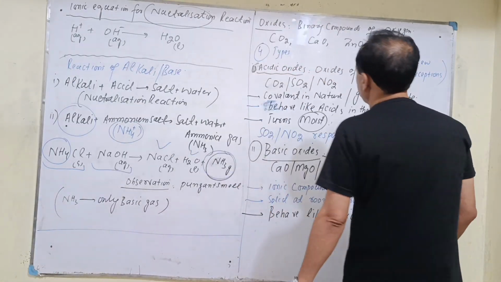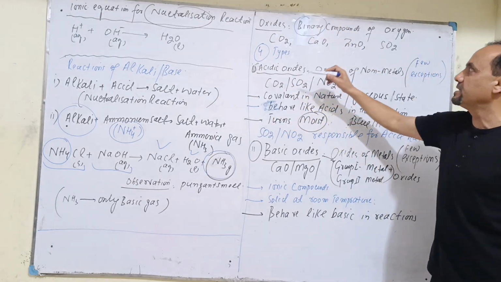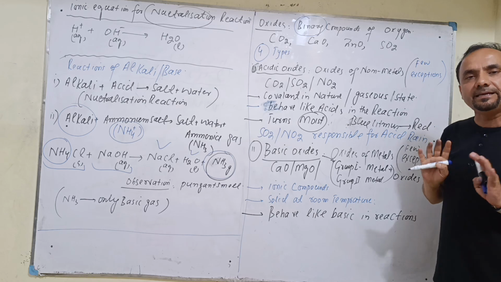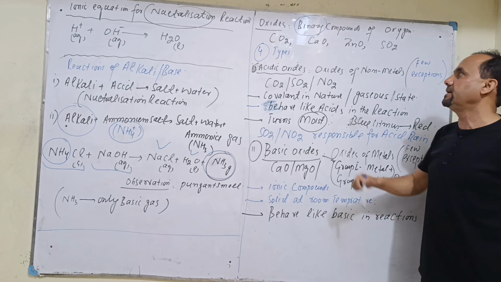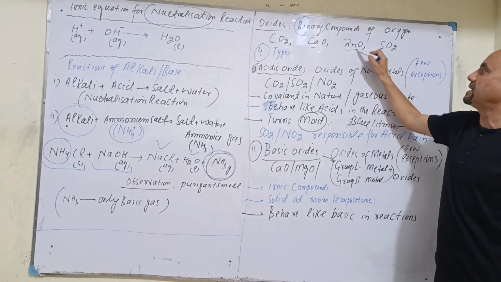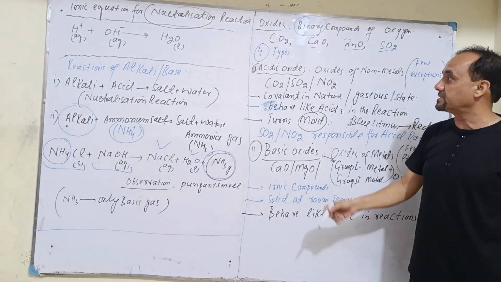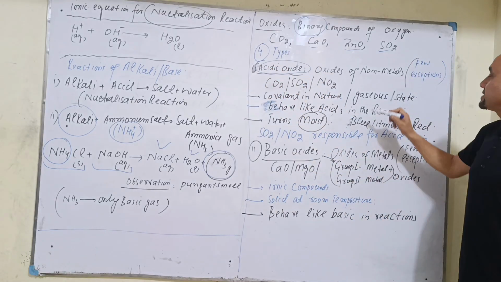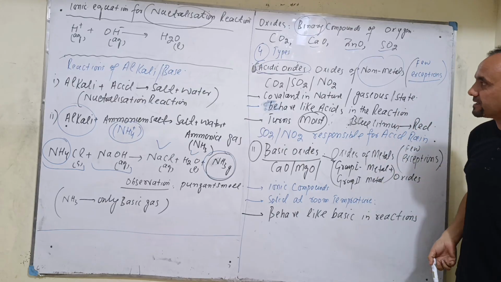Now oxides, the other topic of this chapter, are binary compounds of oxygen. What is the meaning of binary? When oxygen reacts with any other element, the compounds formed are called oxides. Carbon dioxide, calcium oxide, zinc oxide, sulfur dioxide. Now there are 4 types in your syllabus. The first one is acidic oxide. Oxides of non-metals, there are a few exceptions that we will discuss later.